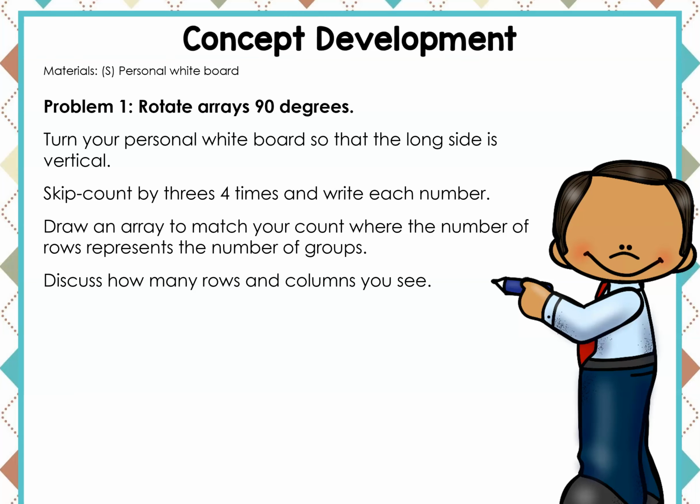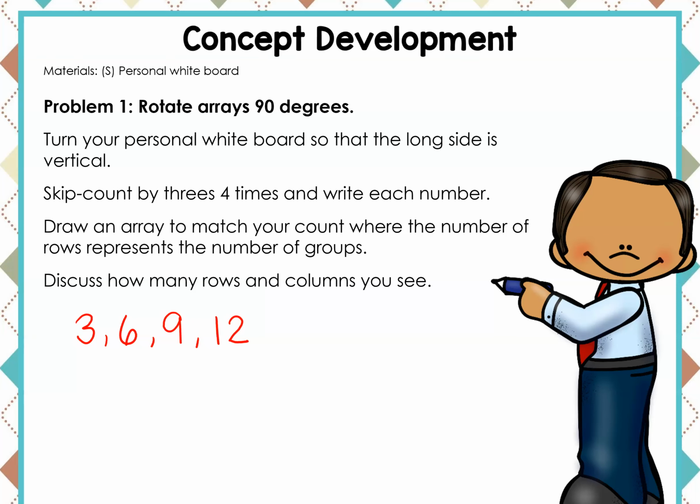All right, so what I want you to do is I want you to skip count by 3s 4 times and write each number. So let's go ahead and do that now. So we're going to skip count by 3s 4 times. So we have 3, 6, 9, 12. Okay, so that's 1, 2, 3, 4 times that we skip counted by 3s.